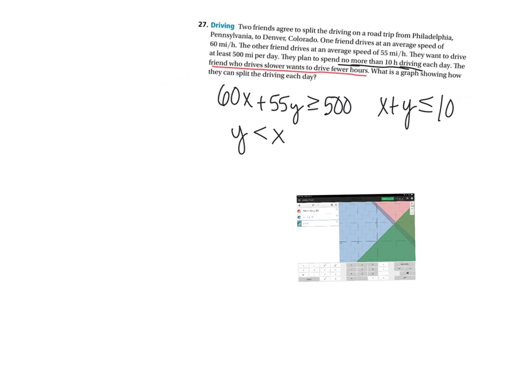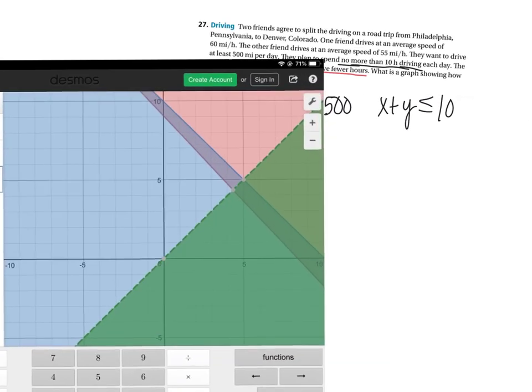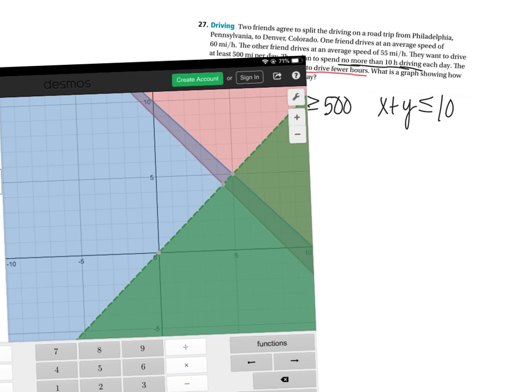So if you graph those all out, it should look something like this. We need to stay above the red line, below the blue line, and to the right of the green line. So we're kind of looking at this little section over here.